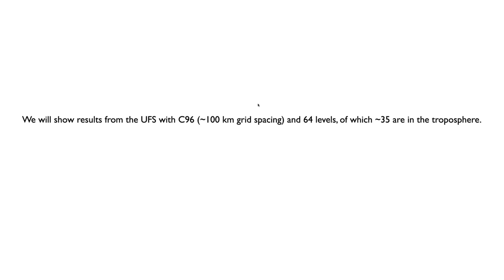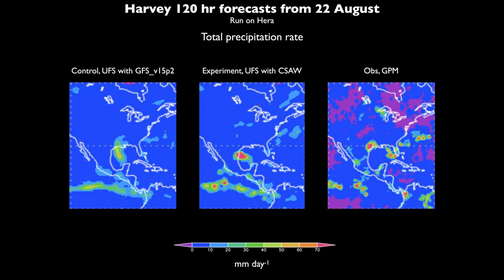So I'm going to show some low resolution results here from the UFS C96, so roughly 100 kilometer grid spacing and 64 levels. And we're looking at the Hurricane Harvey case. So I'm going to show results from 120 hours, 5 days, and 240 hours, 10 days. So here's the 5 day forecast.